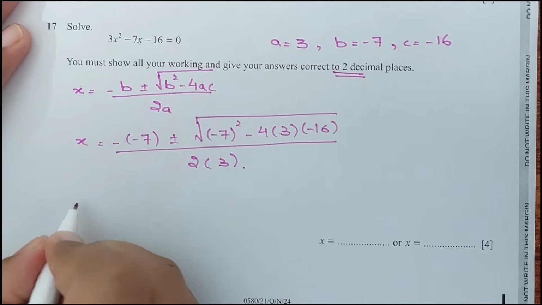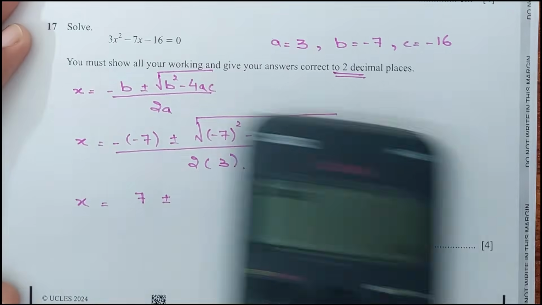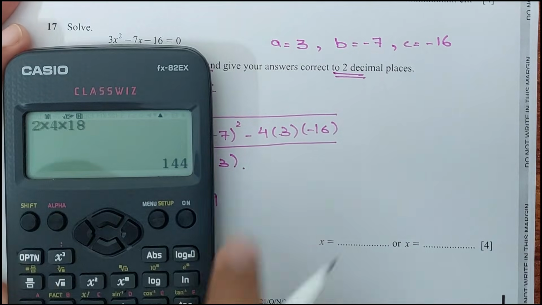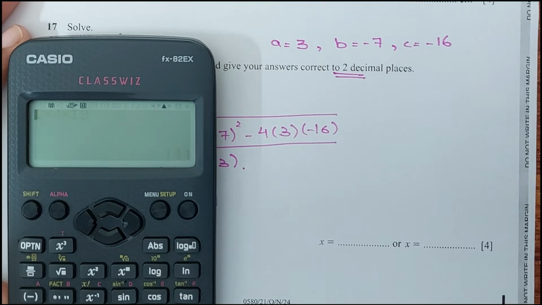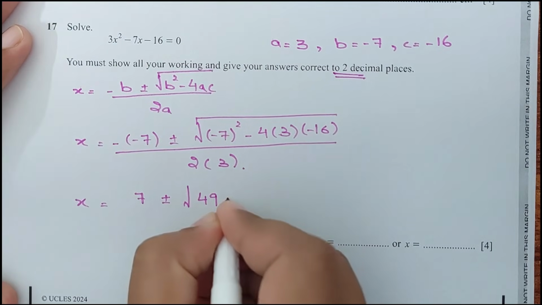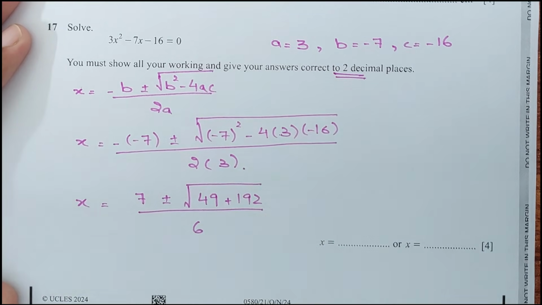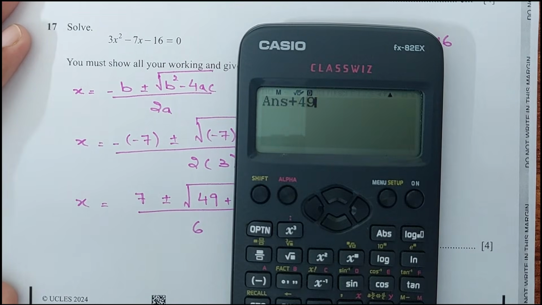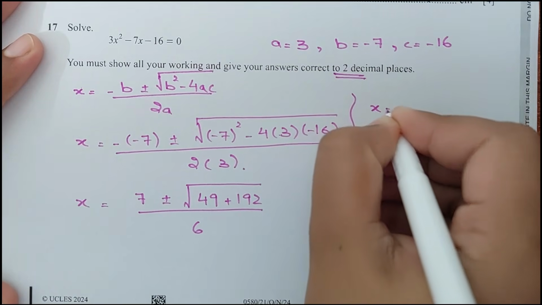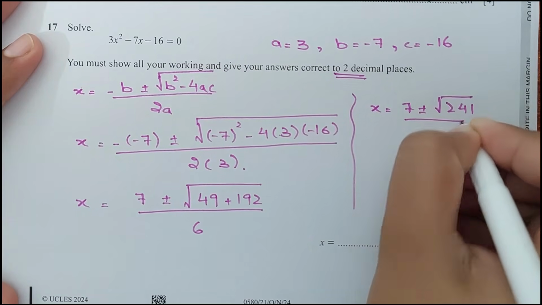All right, further simplification results in 7 plus or minus... Okay, simplify. 7 times 7 is 49. And negative times negative makes positive, so 4 times 3 times 16 is 192. Plus 192, divided by 6, and plus 49, that is 241. So x would be equal to 7 plus or minus root 241, divided by 6.